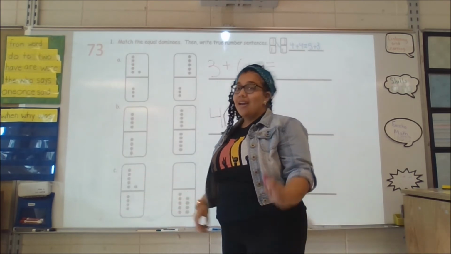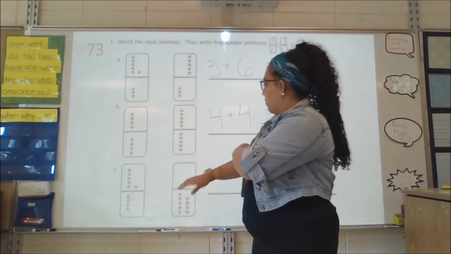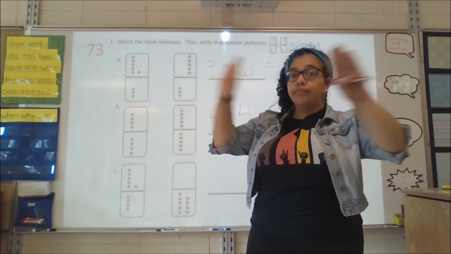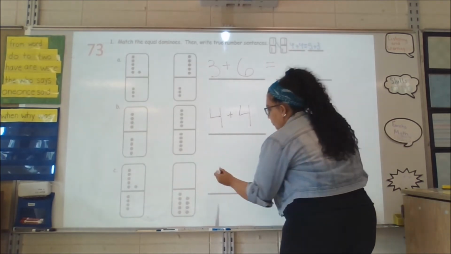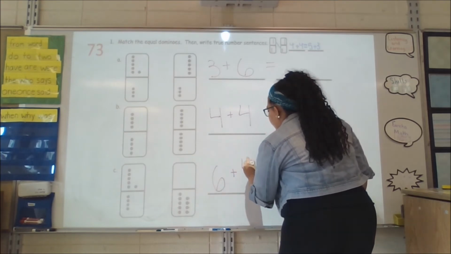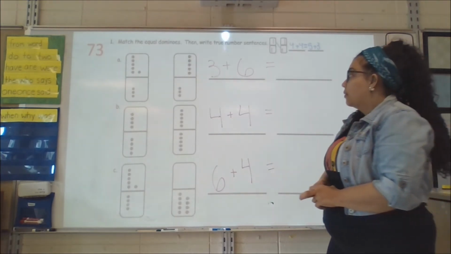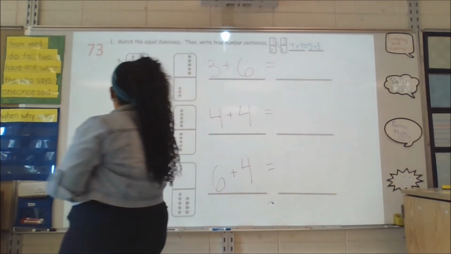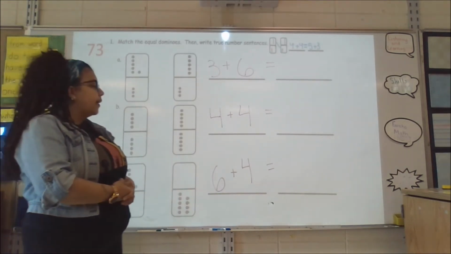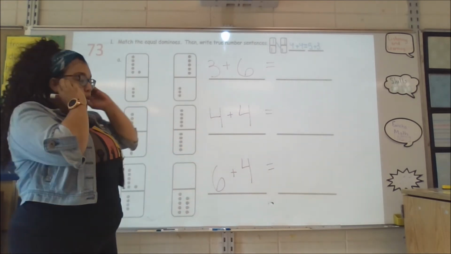6 and 4. And we already know that's a way to make 10. So one of these dominoes here must also be equal to 10. Okay? So 6 and 4 is equal to... Okay, let's find out. Let's figure out what goes with what. And as a matter of fact, you know what? I know it's the bottom, but we're going to start here because we're really comfortable with our ways to make 10.